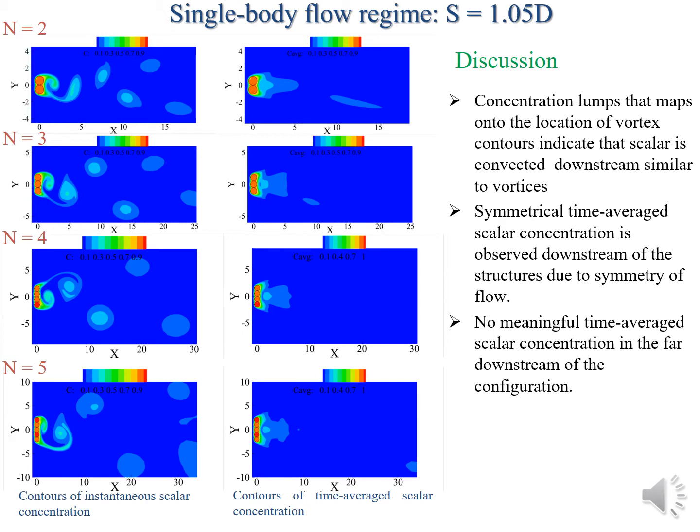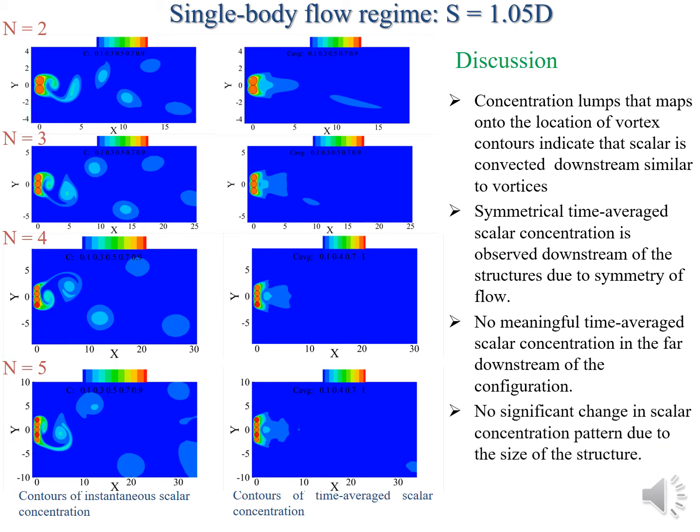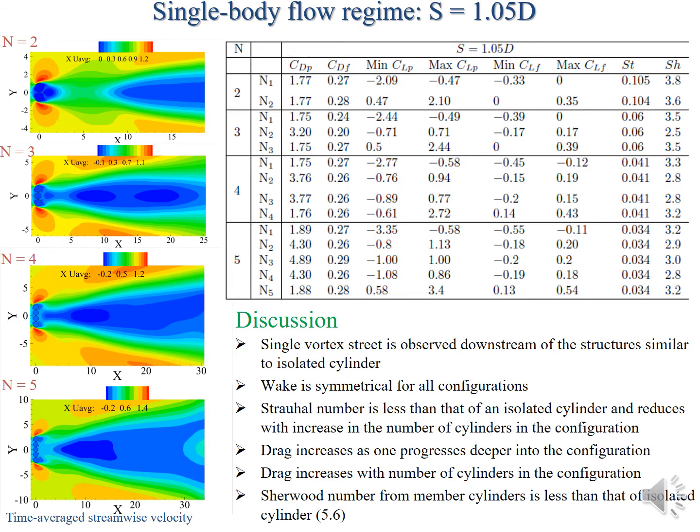So there is no meaningful average velocity in the downstream, which actually makes sense because as the lumps are convected downstream, we expect them to interact more with the free stream, which actually dilutes their concentration significantly. So for this one, we can conclude that the change in scalar pattern due to the size of the structure is not so much, it is actually negligible. So we don't have really a lot of changes due to the size of the structure.